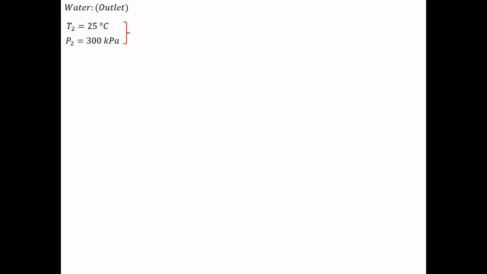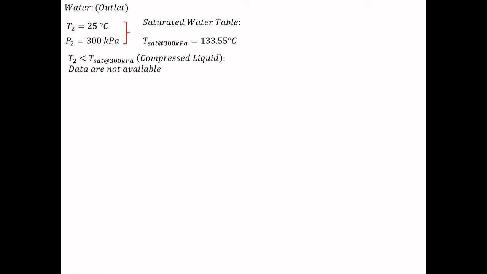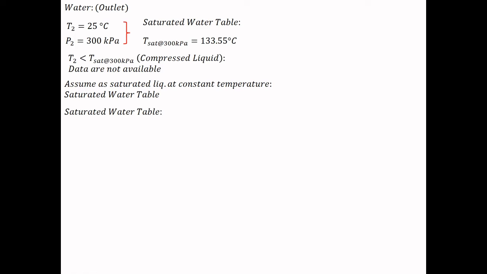Okay, next, the water outlet in terms of phase, so we need to check again. So we have T2 equal to 25 degrees Celsius, P2 equal to 300 kilopascal. Use the saturated water table. So determine T saturated at 300 kilopascal equal to 133.55 degrees Celsius. Compare with the temperature given for T2, which is 25. So T2 is lower than T saturated at 300 kilopascal, and the phase is also still a compressed liquid, and the data are not available. So we need to make the assumption as saturated liquid.